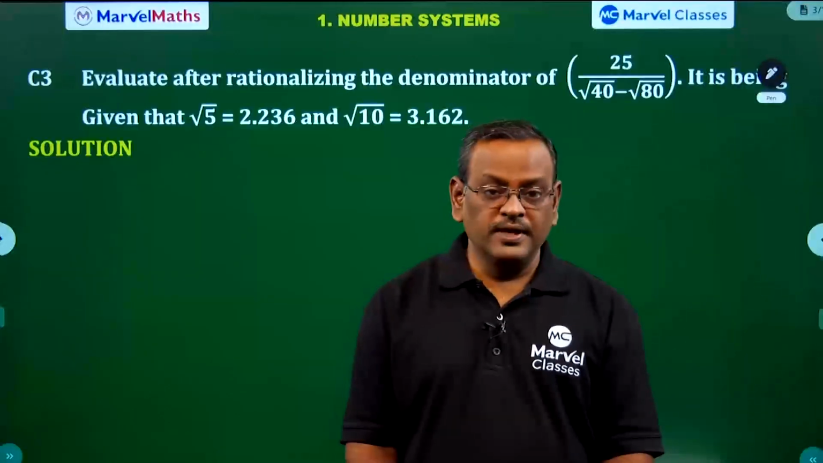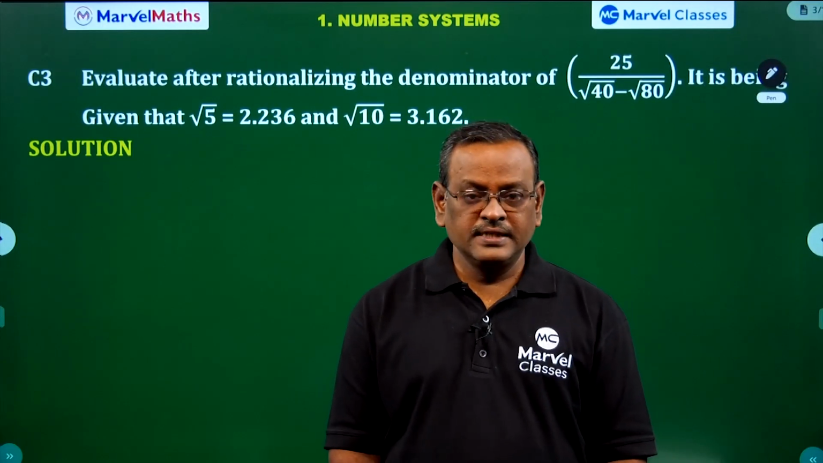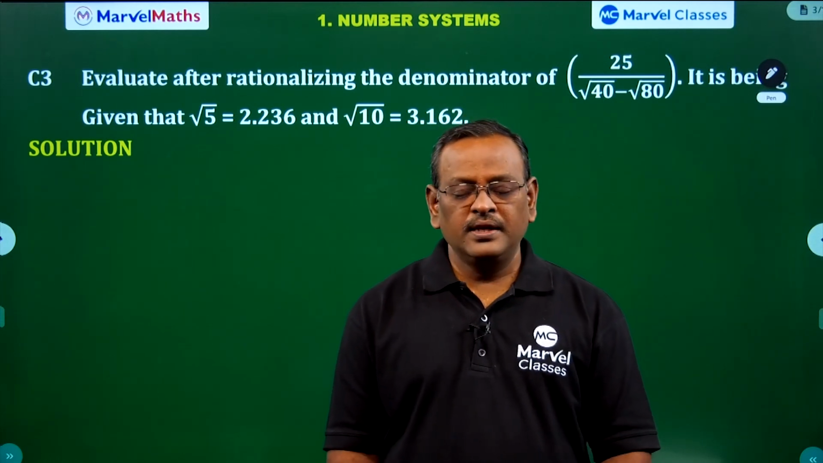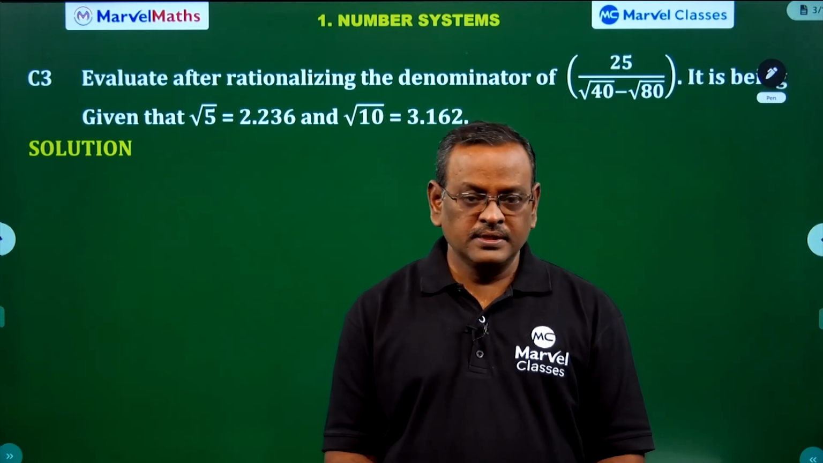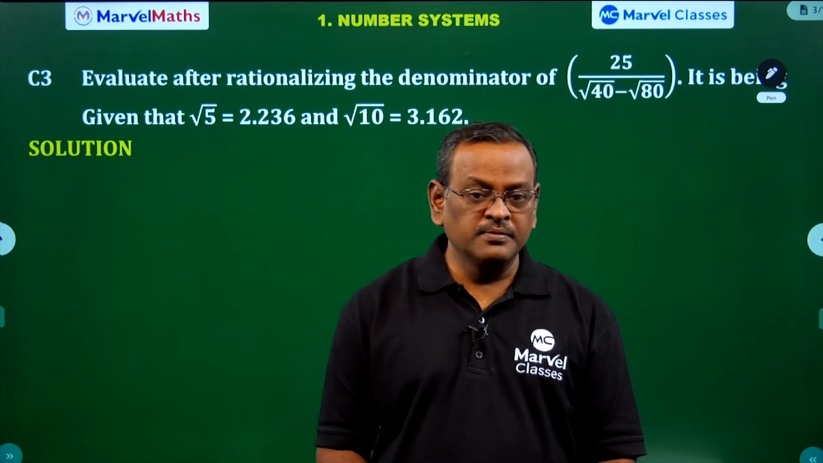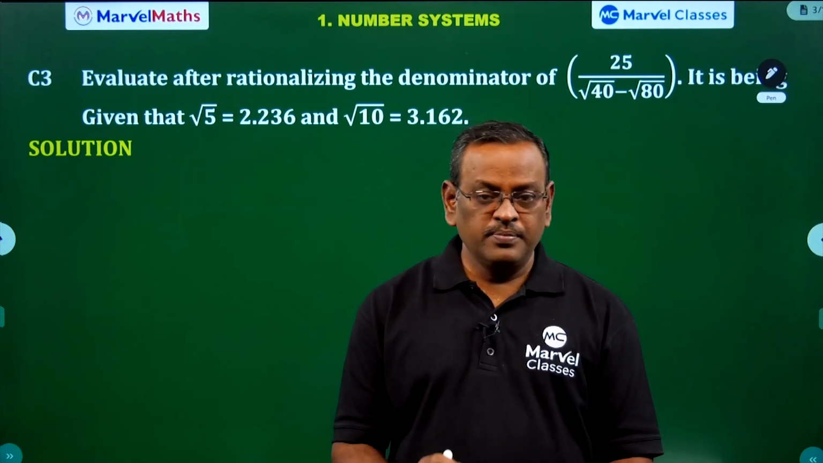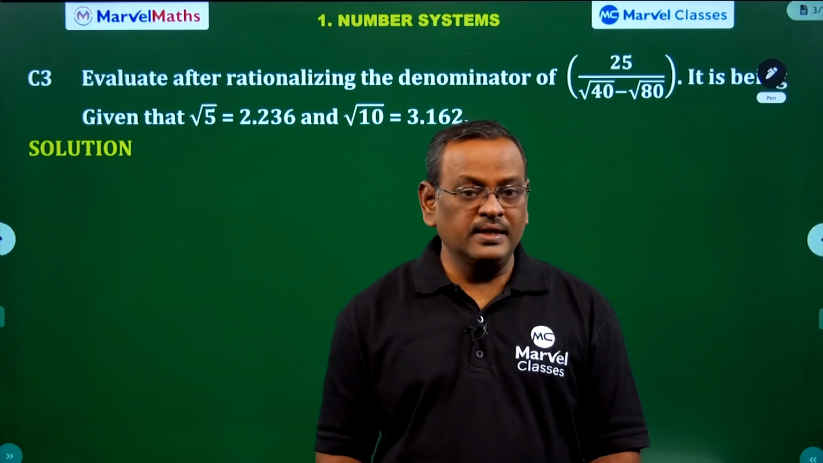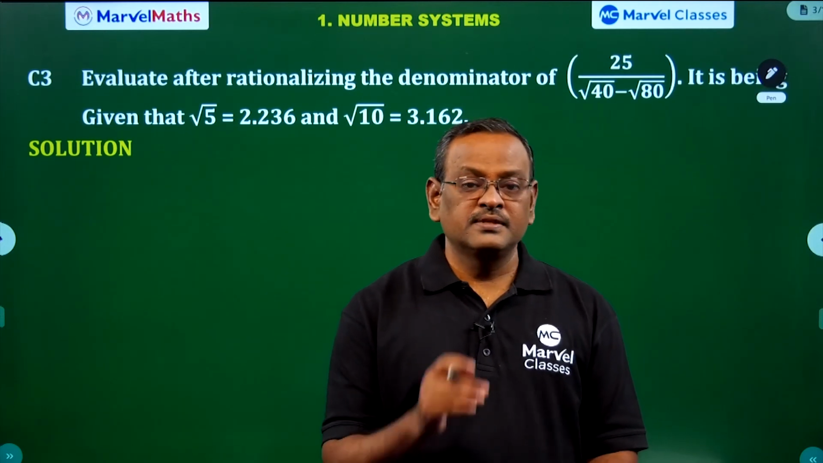Hello students, one of the very important Section C or Section B questions. If a rational expression is given and the value of the irrational number is given, find the final answer only in terms of decimal form. One very important piece of advice: you can't substitute the value in the beginning, you have to substitute only at the last step, that is, in the simplest form.